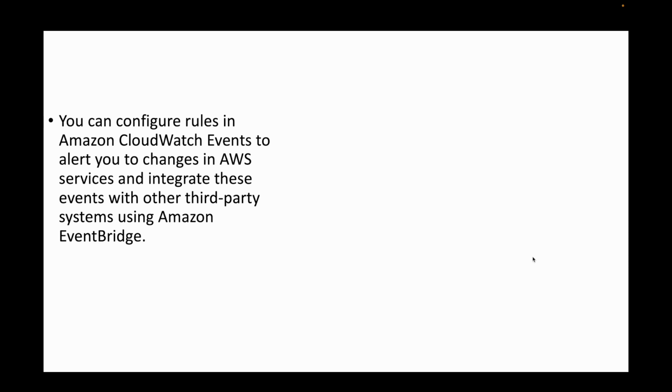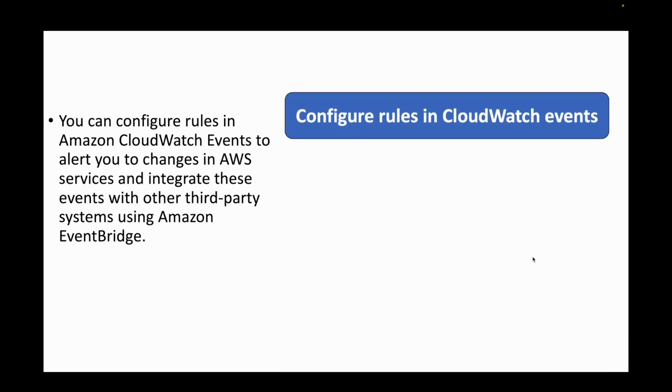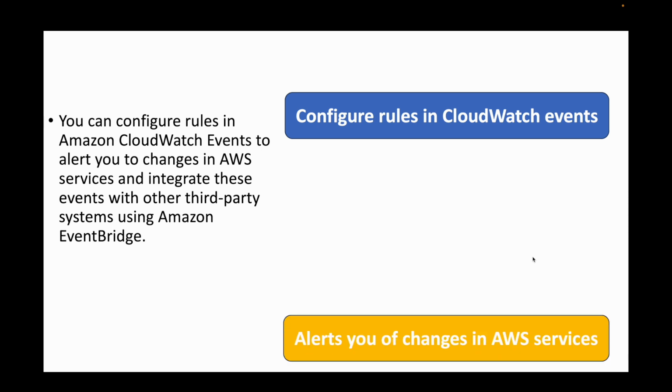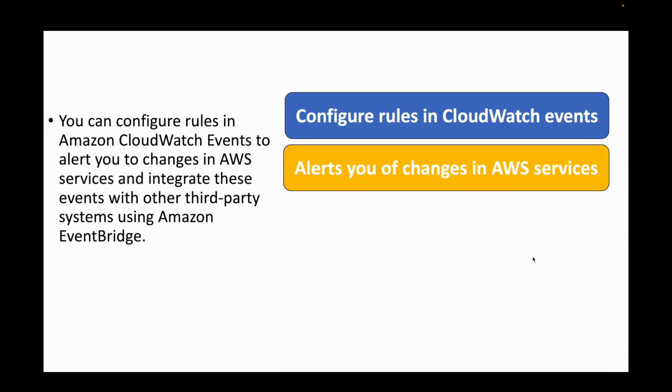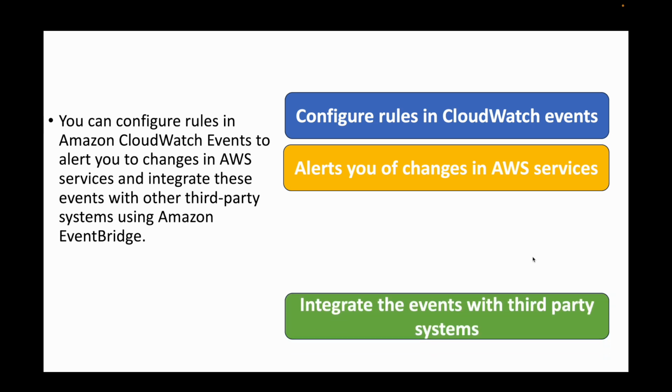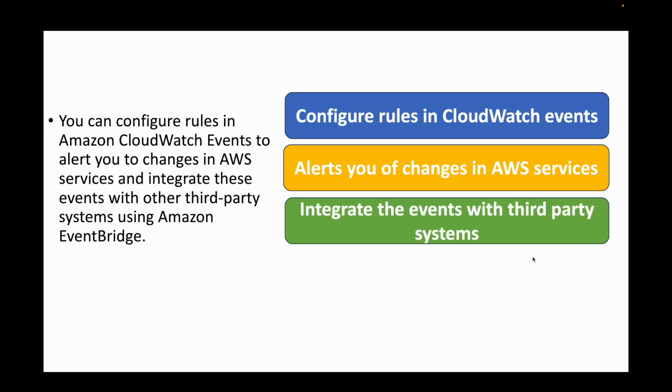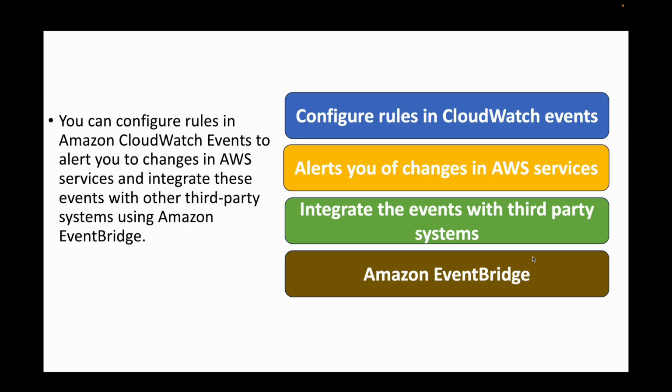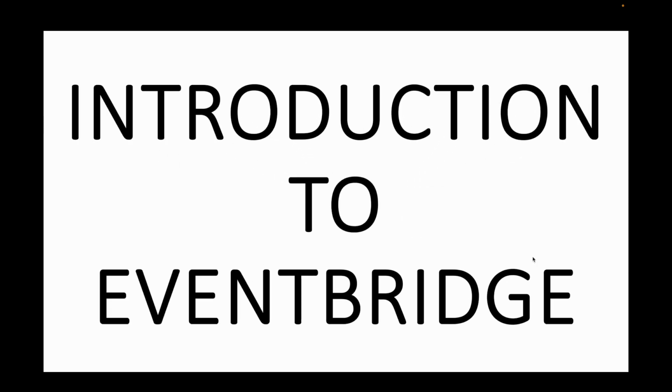Like I said, you will be configuring rules in CloudWatch Events to alert you of the changes that are happening to your services. We can also integrate this event with third-party systems using Amazon EventBridge, like sending out a Slack notification or something like that. We can do that as well. So you can simply set up alerts whenever changes are happening within the services, and we can integrate them with third-party tools by making use of Amazon EventBridge. I will be talking about EventBridge in some time.